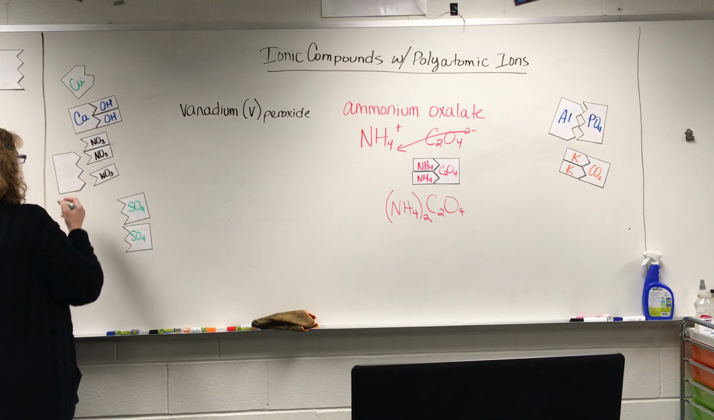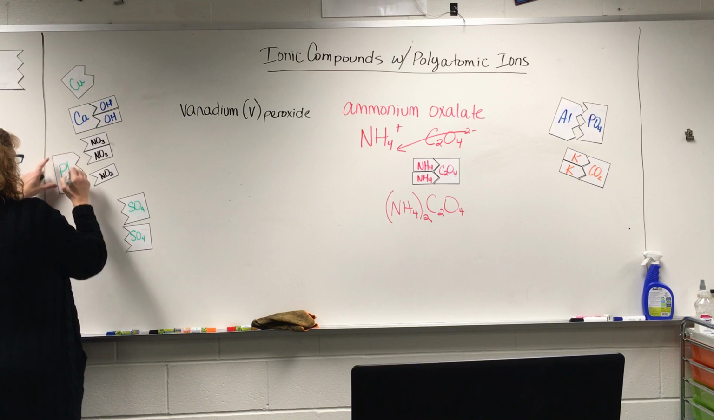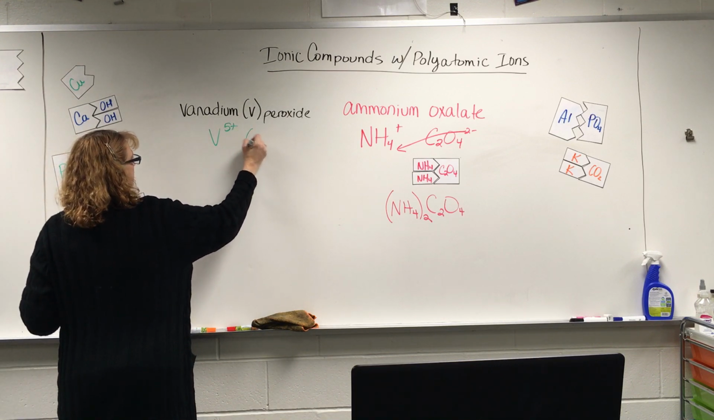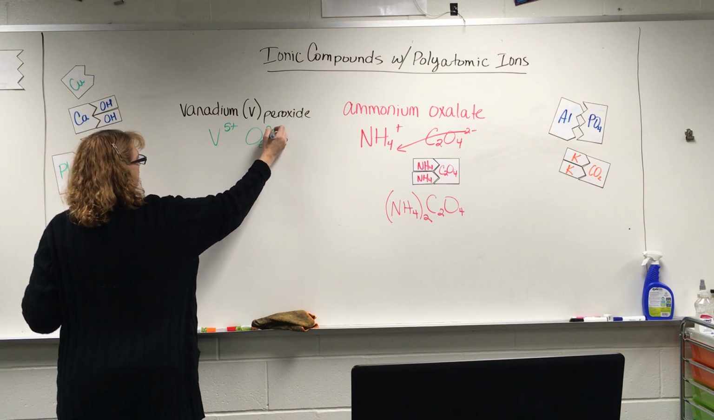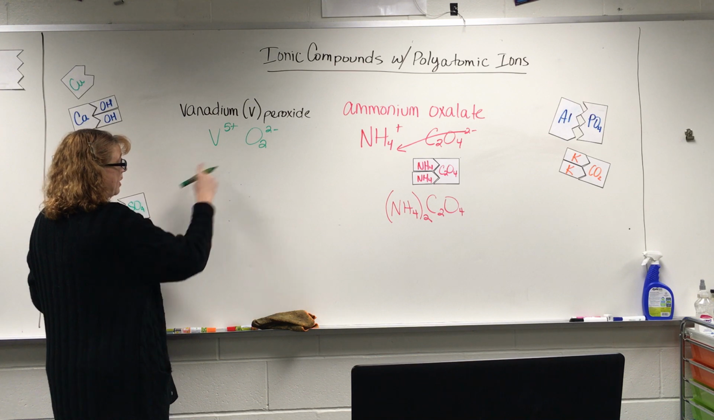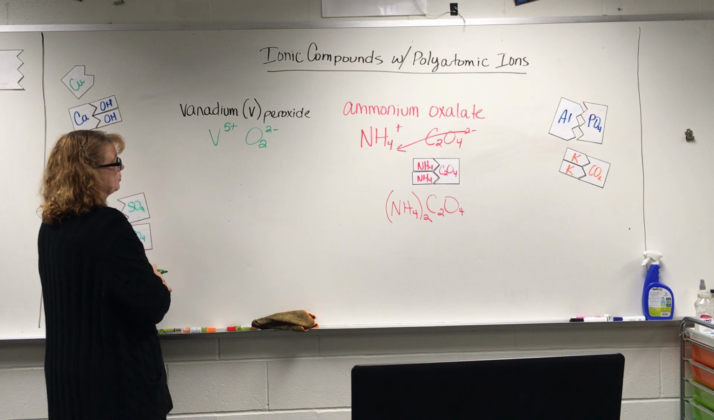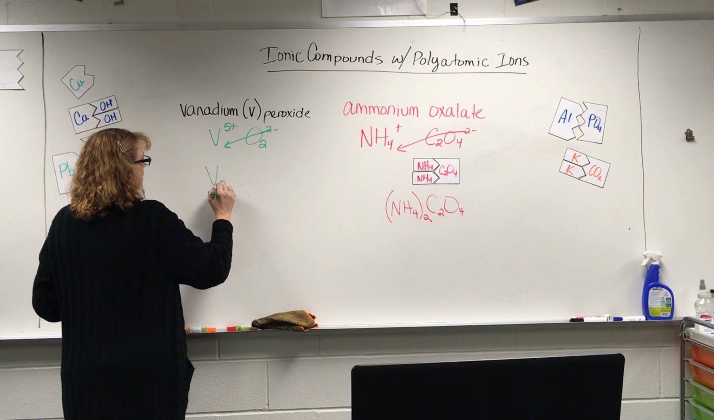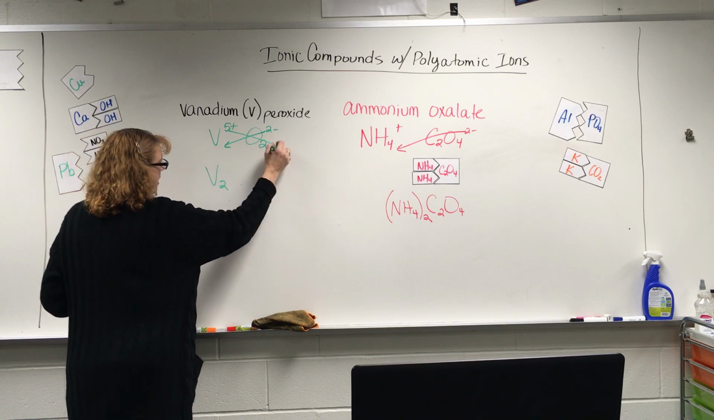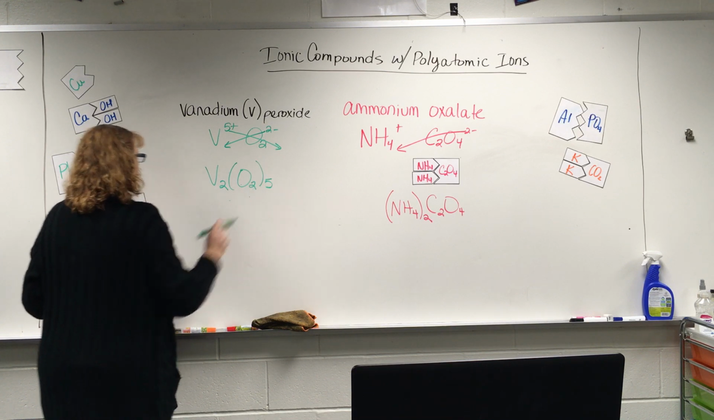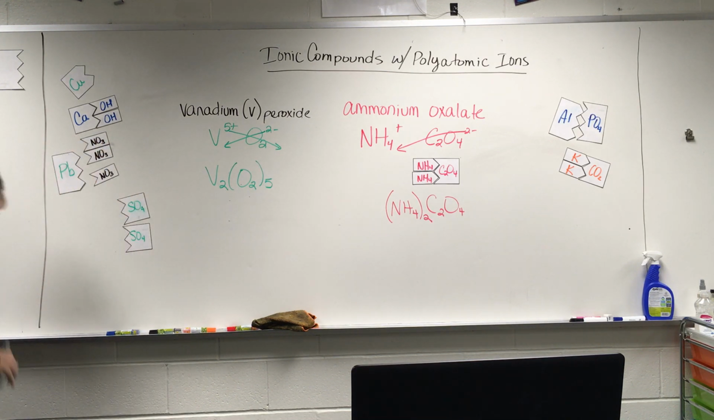Well, vanadium is V with a +5 charge. Okay, correct. Peroxide is O2 with a -2, which I would assume would be in parentheses, right? Well, right now those are the charges. Oh, okay. Remember, you have to cross the numbers over. So the 2 goes with the vanadium, the 5 goes over here. Okay?